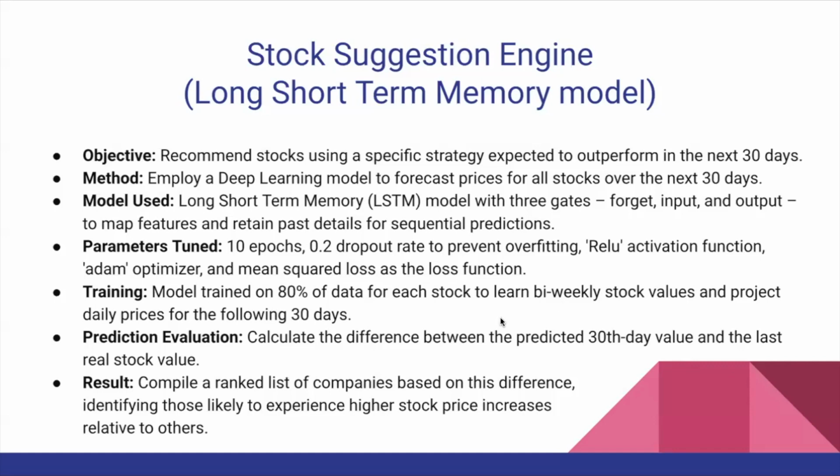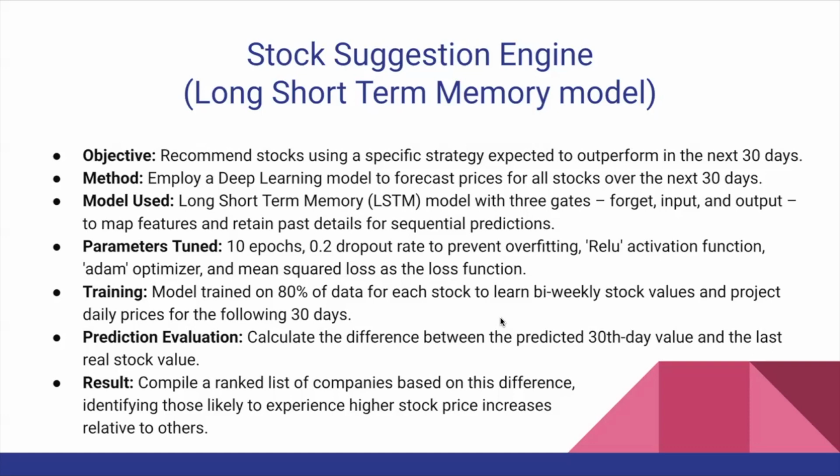So, the LSTM model works by analyzing different pieces of information about stocks, like their past performance, and uses this to make the predictions. It's kind of like how you might look at the past trends to guess what might happen in the future. Essentially, the model endeavors to learn bi-weekly stock values and forecast daily stock prices for the subsequent 30 days. After training the model on lots of stock data, it can then predict what the prices of different stocks might be in the future.